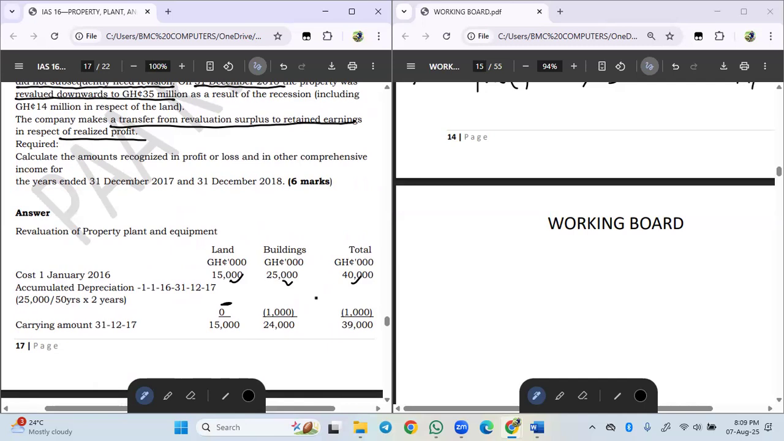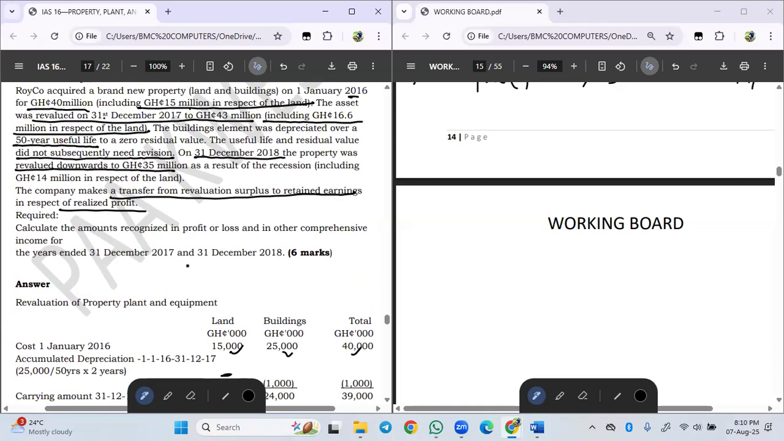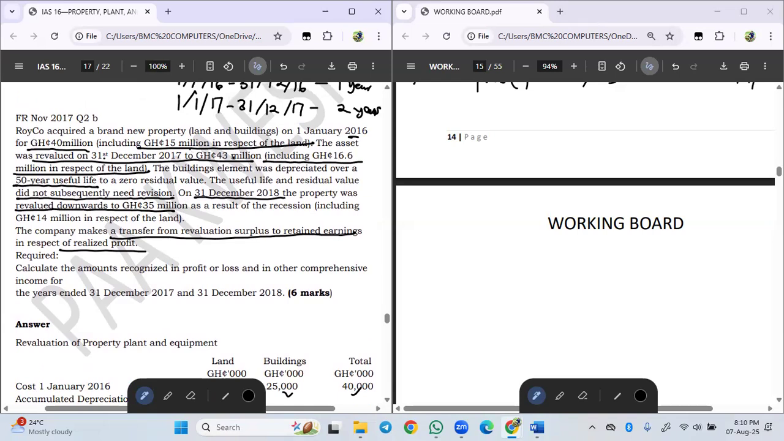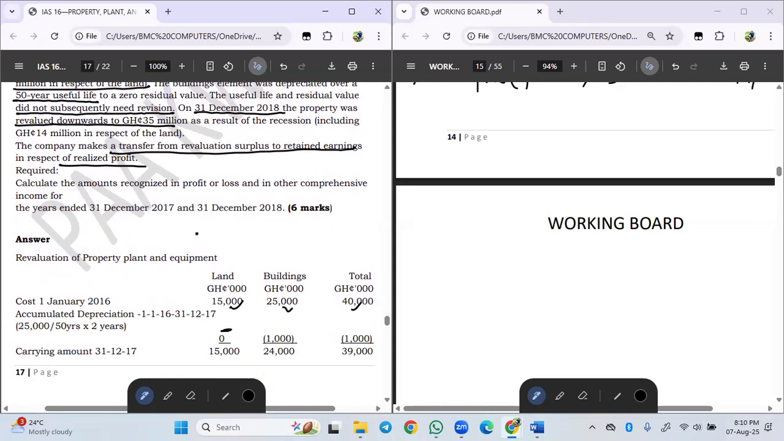1 year. Annual depreciation will be 500 times 2. That gives us 1,000. So the carrying amount as at the date that revaluation occurred was 15,000 for land, 24,000 for buildings, and the total is 39,000. So the revaluation, we are saying that it was revalued to what? 43 million, 16.6, that is 16,600 for land, and the balance.